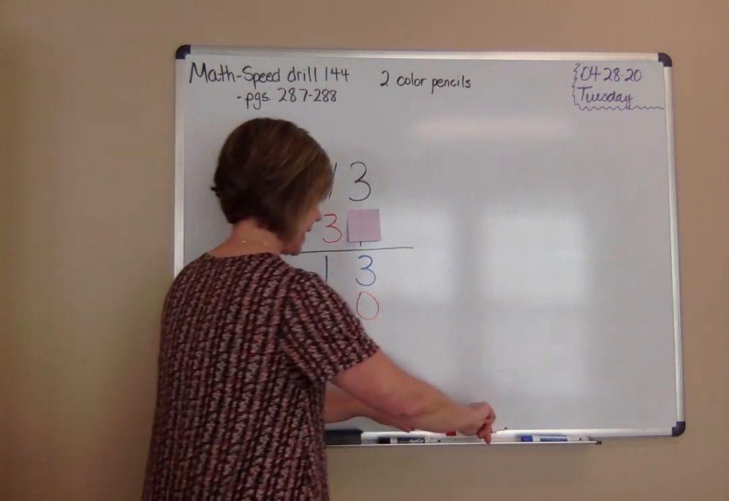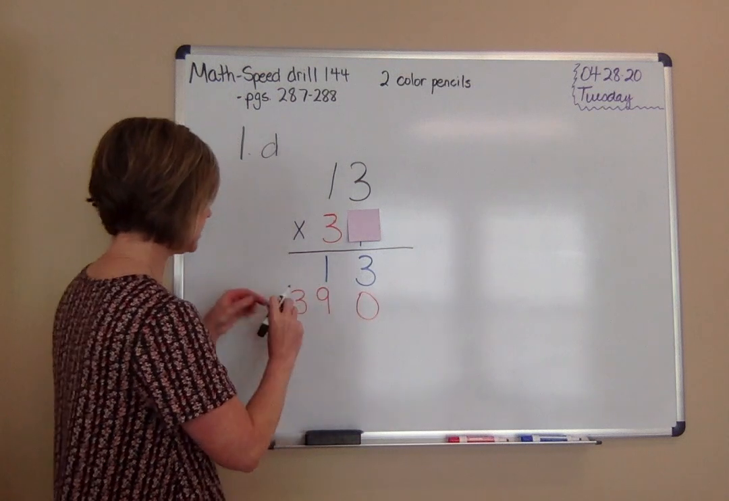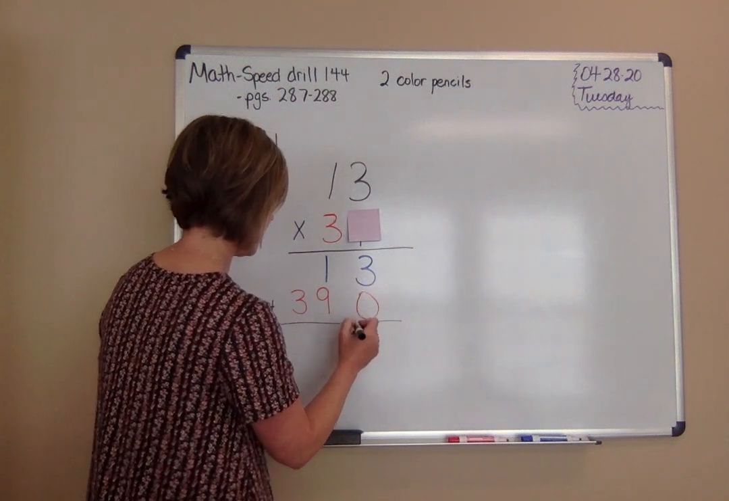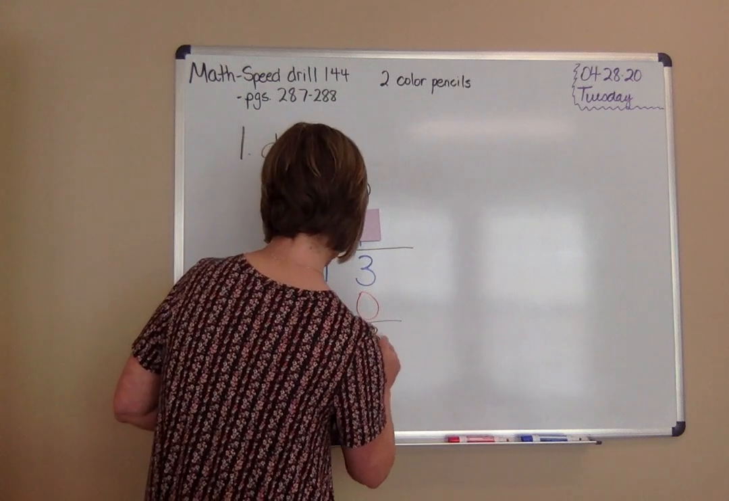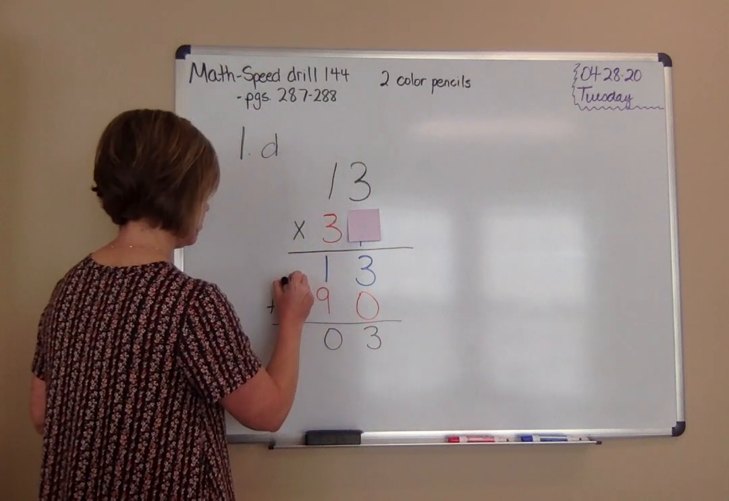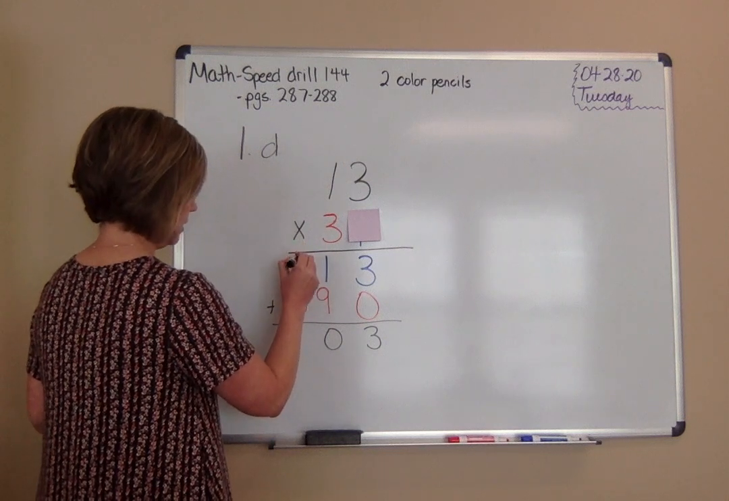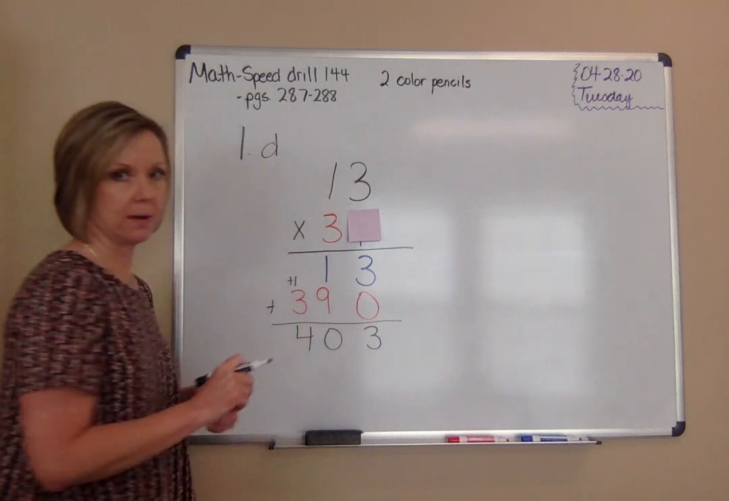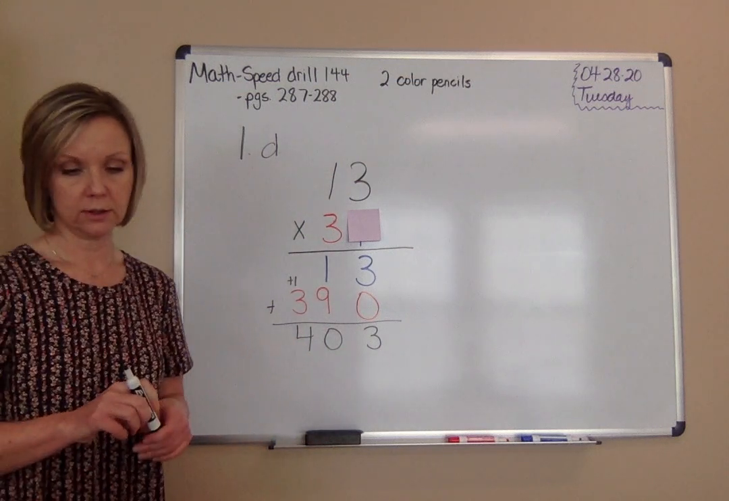So we're going to add. Oh, I remember to switch colors this time. Add. 3 plus 0 equals 3. 1 plus 9 equals 10. 0 goes down, 1 goes up. 0 plus 3 equals 3, plus 1 equals 4, and my answer is 403.